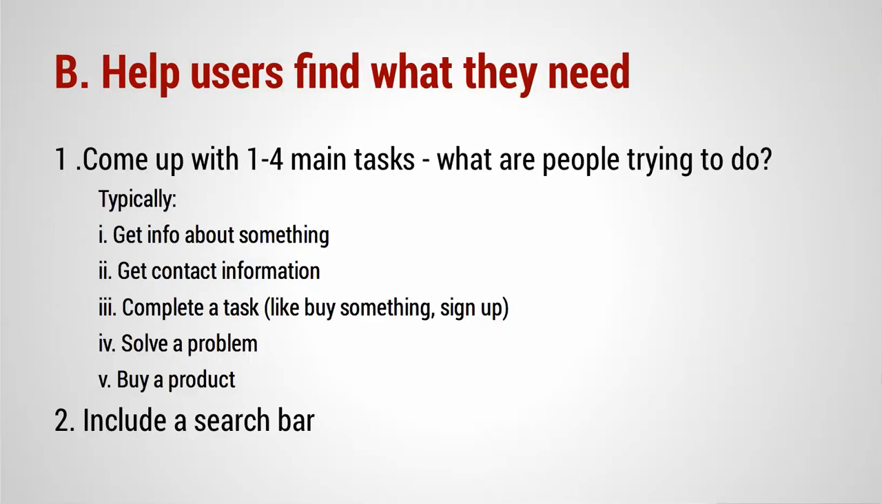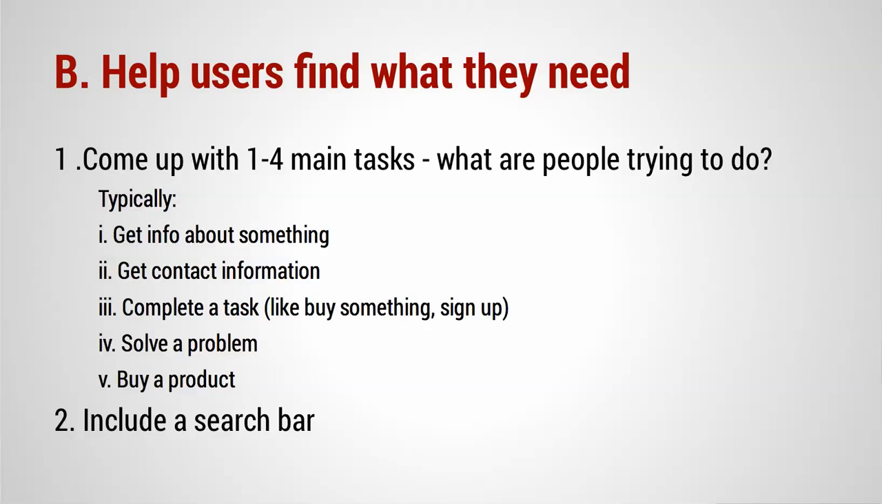Okay, the next thing you want to do is help users find what they need. And what you want to do here is come up with 1 to 4 main tasks and ask yourself, what are people really trying to do? This is going to be different for every organization. If you are the SPCA site, people want to adopt a pet. If you are a zoo site, people want to visit. If you are an investment site, people want to invest their money. So typically, people are looking to get information about something, get contact information, complete a task like buy something or donate or sign up or hire a company. They're wanting to solve a problem or buy a product. You also want to include a search bar.